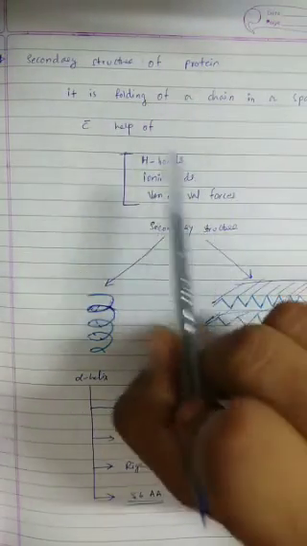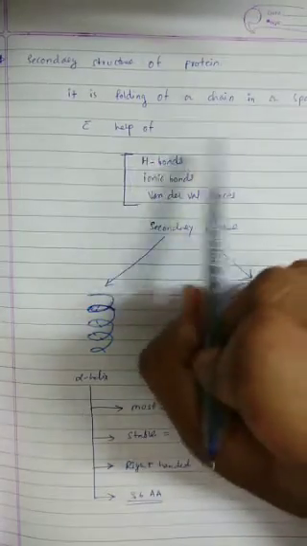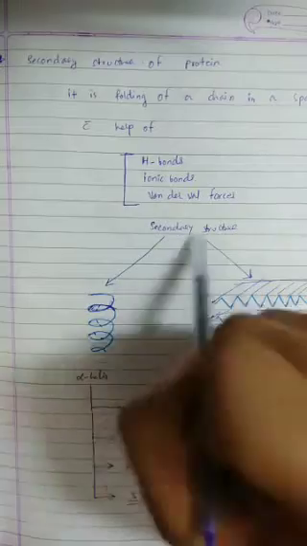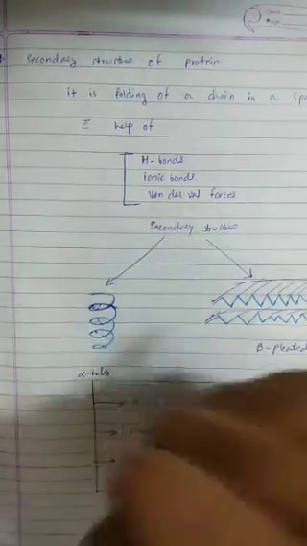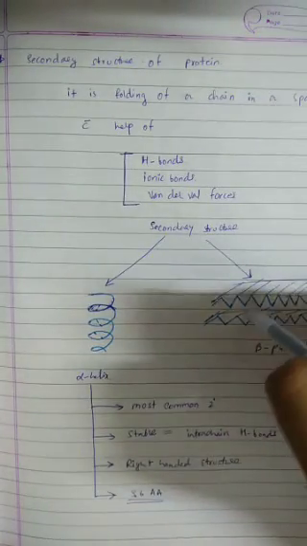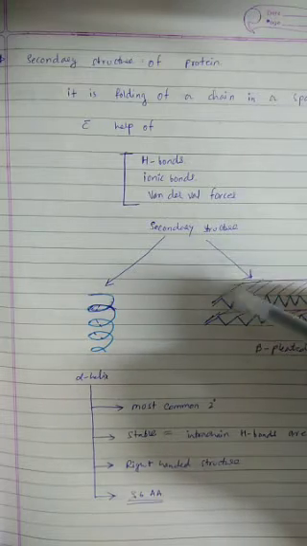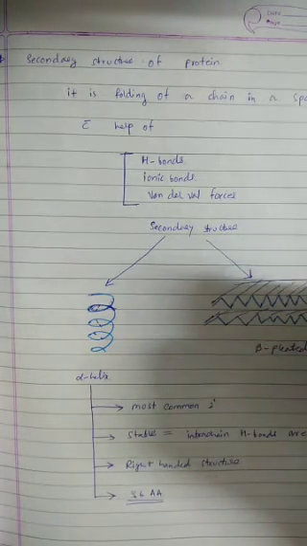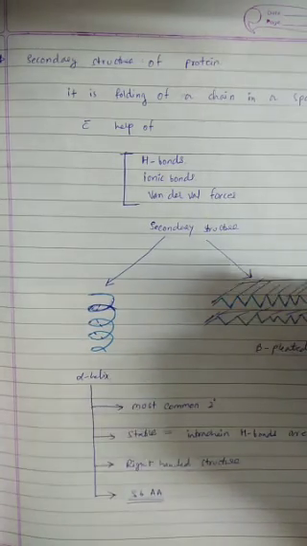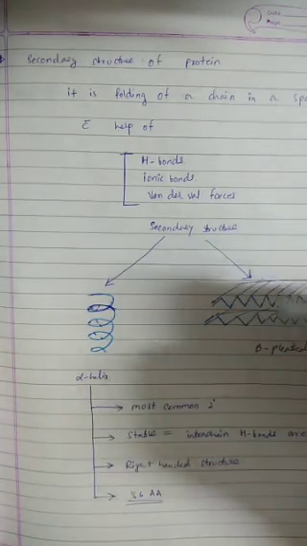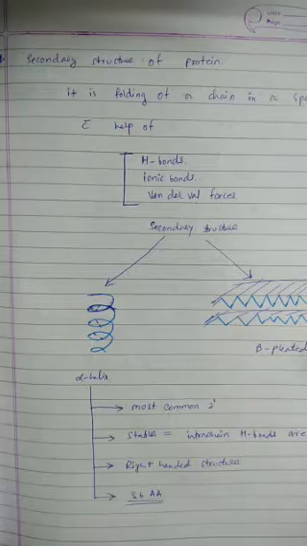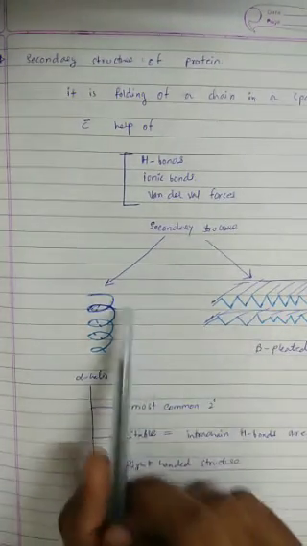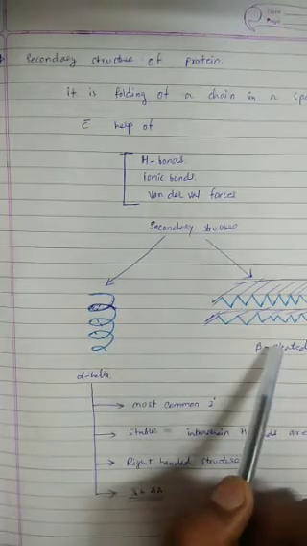Now the secondary structure is the second structure of the protein. It is the folding of protein in space with the help of hydrogen bonds, ionic bonds, and van der Waals forces. The secondary structure is divided into two classes: alpha helix and beta pleated sheet. The beta pleated sheet is so called because chains of amino acids pile over each other and form a sheet-like structure in space. Now we are discussing only the alpha helix and beta pleated sheet.